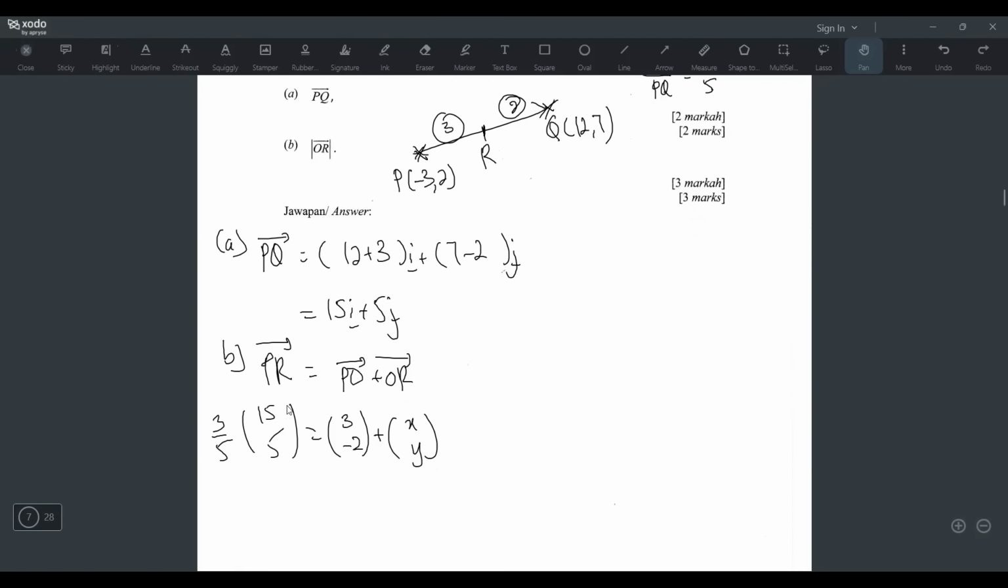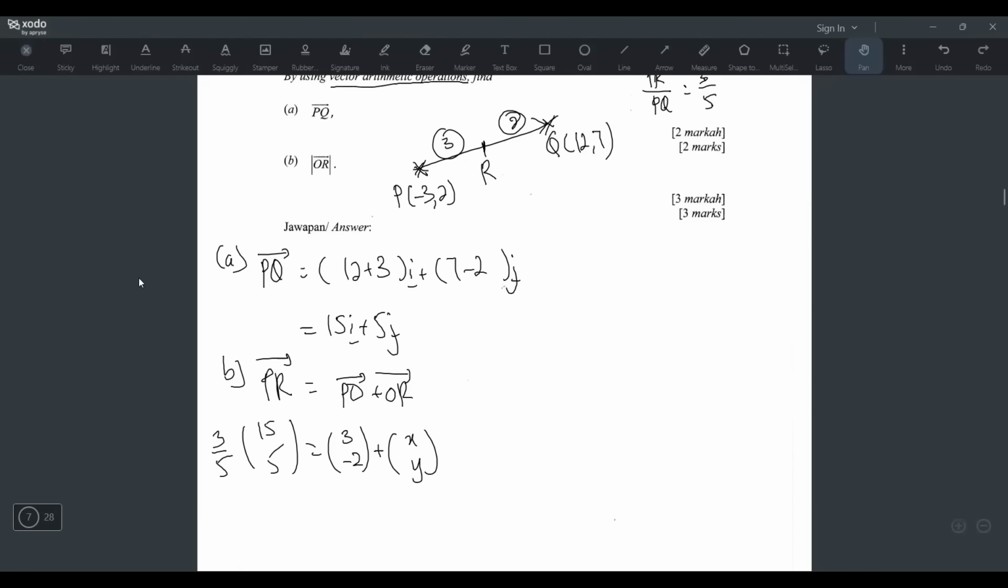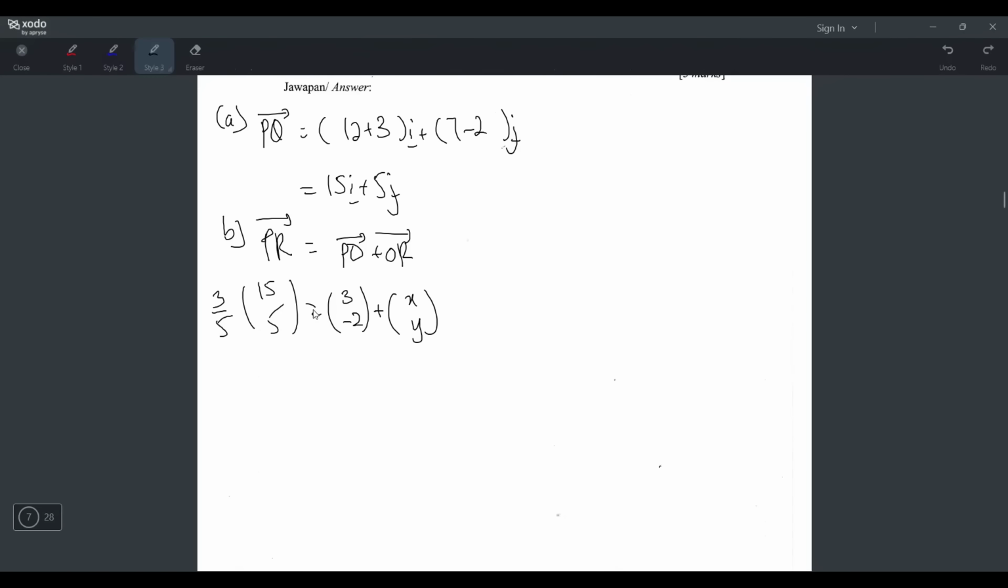I'm sure the answer you get here will be the same as if you use the upper point C formula. But I don't think we can do that because they already said we have to use the vector arithmetic operation. So that's why I didn't use the point C formula. Okay, the 3 over 5 has to be multiplied with both the numbers here, so you're going to get 9 and 3. Then it's 3, negative 2 plus xy.